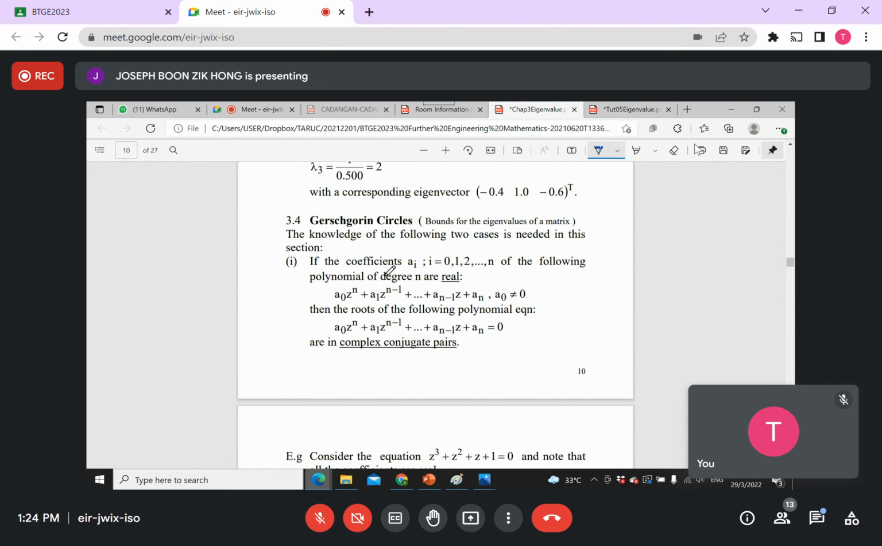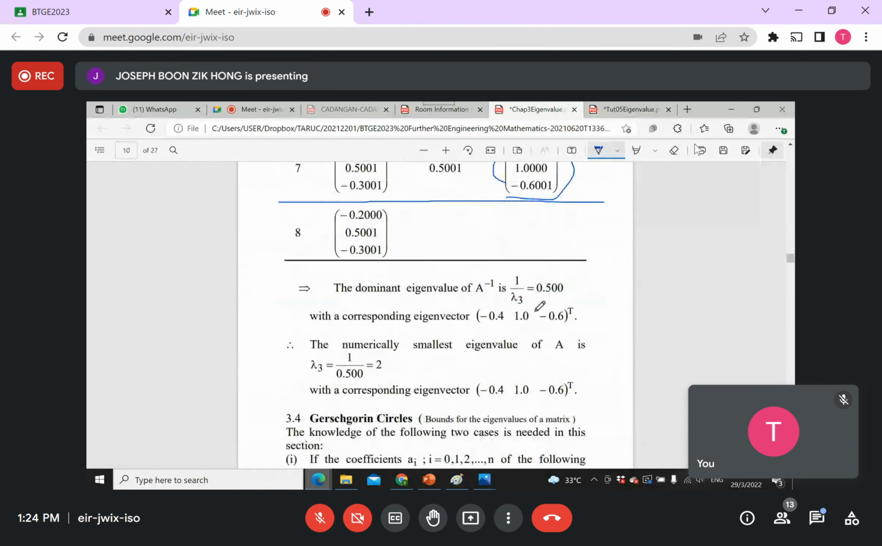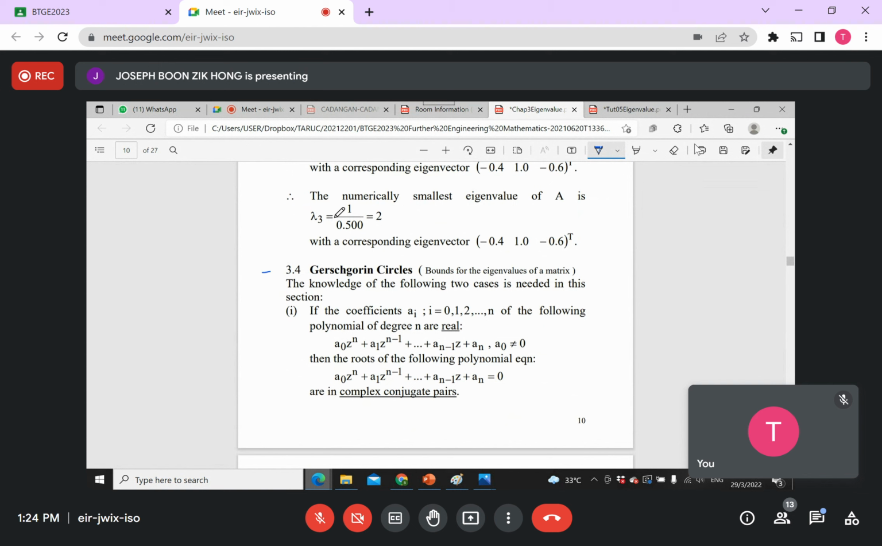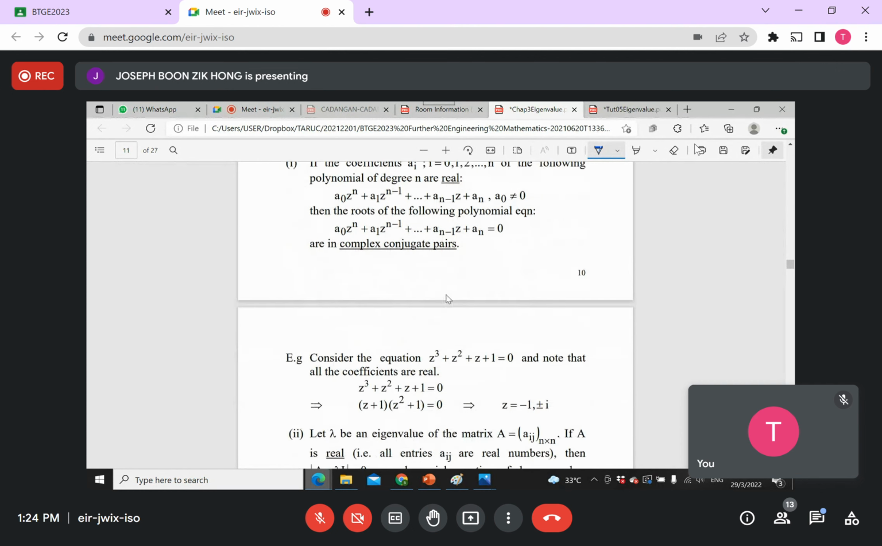Just now we have the power method. We have the inverse power method. We have one more, the exact method. That is all for when our number is real. Our eigenvalue and eigenvector are real numbers. But if your eigenvalue and eigenvector are not necessarily real numbers, let's say imaginary numbers, then you can use this method. So this one only.